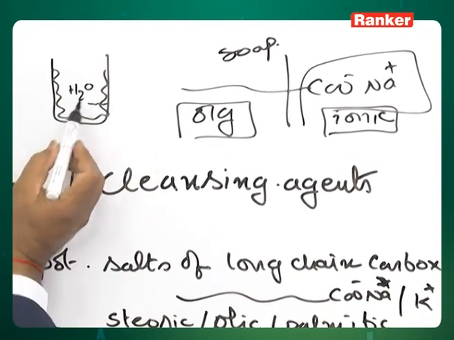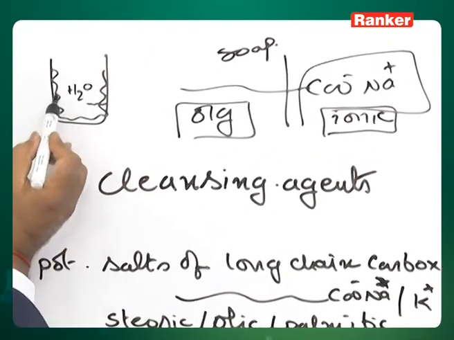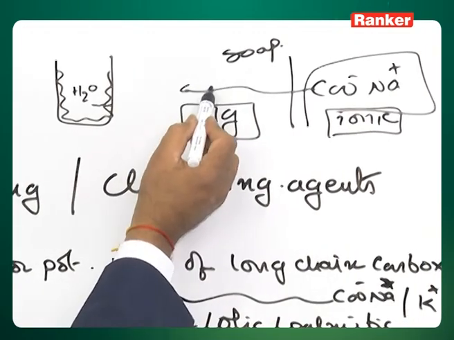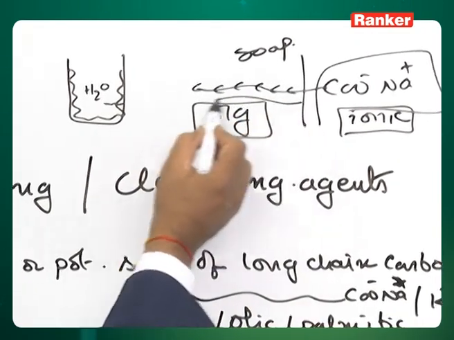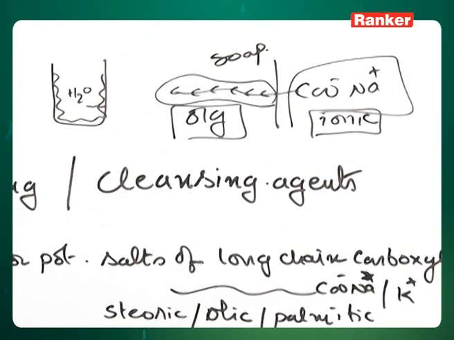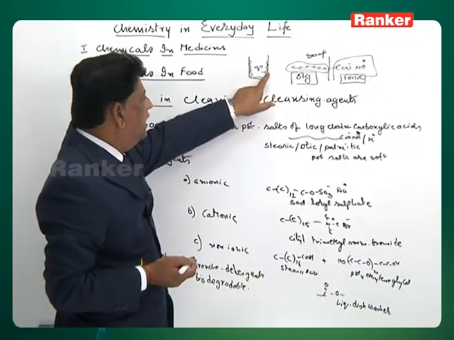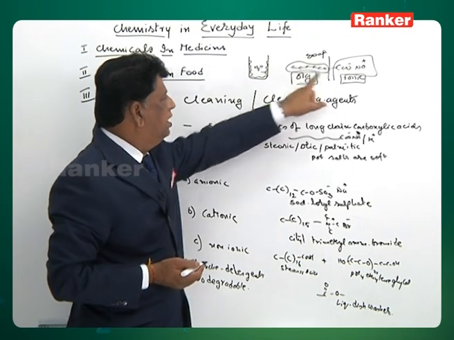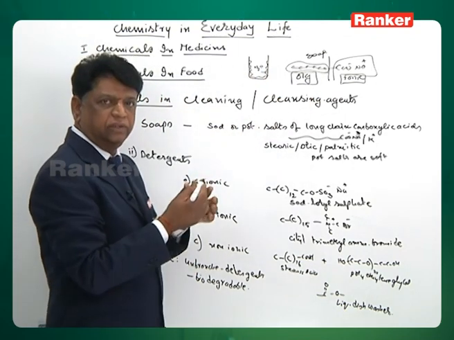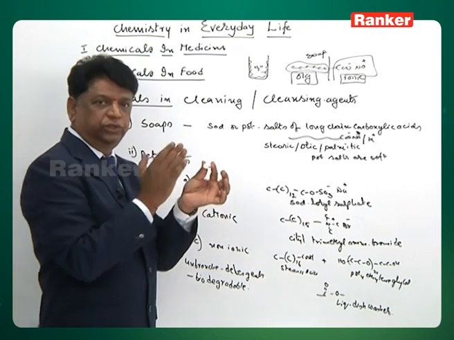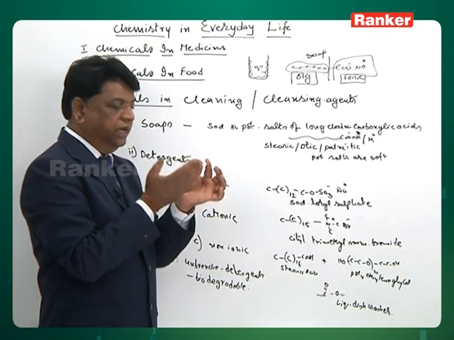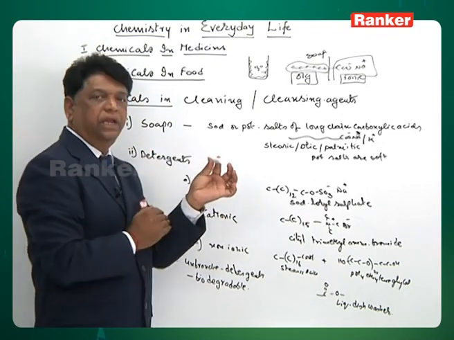There are two ends. The ionic end will go to the water. The organic end has so many carbons, so this huge part acts as an organic part. This organic part enters into the wax or the oil, and the inorganic part enters into the water. So a molecule will be half in the oil or organic and half in the inorganic water.